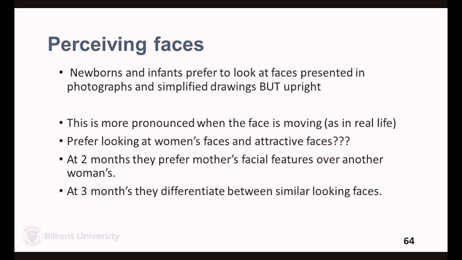Newborns and infants prefer to look at faces present in photographs and in simplified drawings, but usually they prefer it more when it's upright. So when you put it upside down, it kind of loses its allure a little bit. This is more pronounced when the face is moving, so they attend more to moving faces. Because in their life, they're mostly stationary and faces are moving, correct? Yes, they prefer looking at women's faces more, and they like looking at attractive faces more.